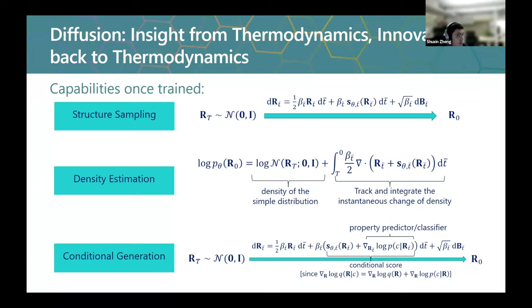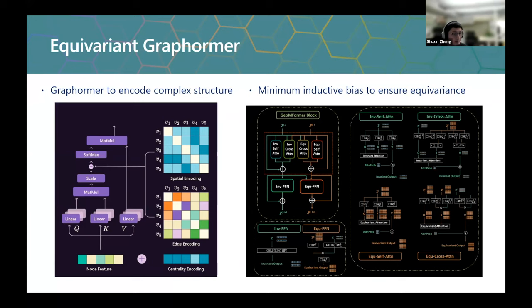Okay, those are the three capabilities we can obtain once we train this model. And now let's briefly talk about the model structure. Although we use a diffusion model, we still need a deep learning architecture to capture the structural information, especially the molecular structural information, in the diffusion process. We used the Graphormer model developed by our team before. The Graphormer model is actually one of the earliest pure transformer models on graph data.